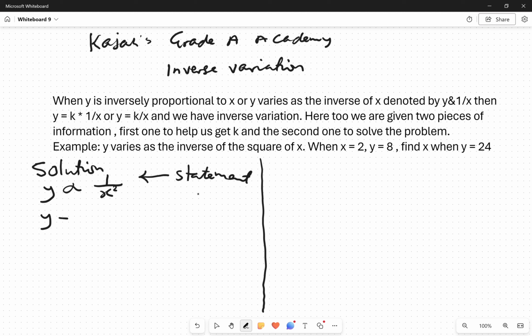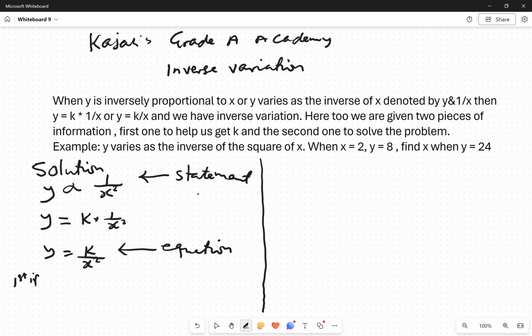So y is equal to a constant times 1 over x squared. So k times 1 is still k. So we're going to have y equals k over x squared. And that is our equation of variation. Now, let's look at the information. First information, say when x is 2, y is 8. So you can write down first info.